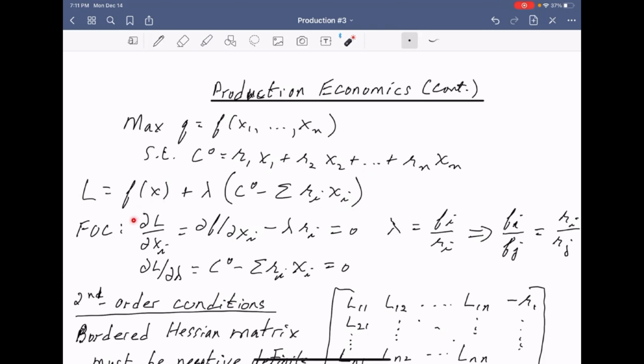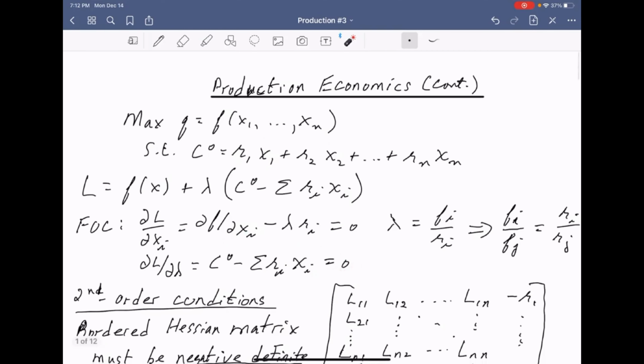We take the first order conditions where the partial of the Lagrangian with respect to any xi is the marginal product. Remember, marginal product is the first derivative of the production function with respect to xi, minus lambda times the input price of xi, and we set that equal to 0. We do this for a number of different inputs, and we get this standard result that the ratio of the marginal products is equal to the ratio of the prices. We also have this condition here, which basically brings back the constraint.